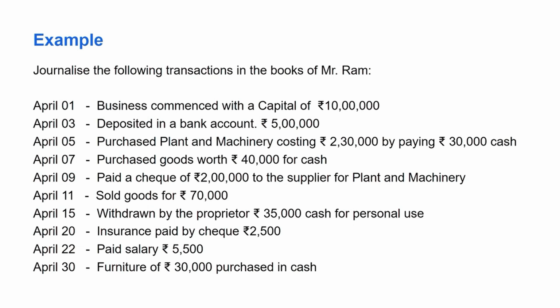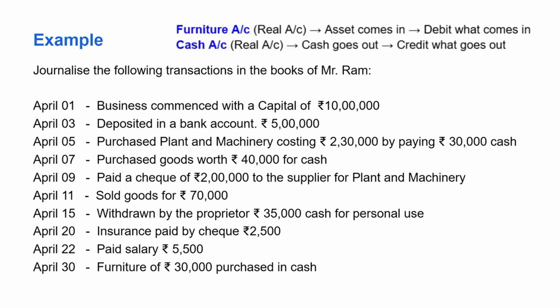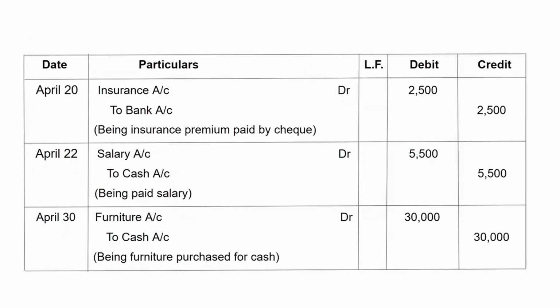April 30th, furniture of rupees 30,000 purchased in cash. Here the two accounts are furniture account and cash account. Furniture account is real account and furniture is an asset and it comes in the business. So debit what comes in. And cash account. Cash is a real account. Cash goes out of the business. So credit what goes out. So we record it as April 30th, furniture account debit 30,000 to cash account 30,000, being furniture purchased for cash.